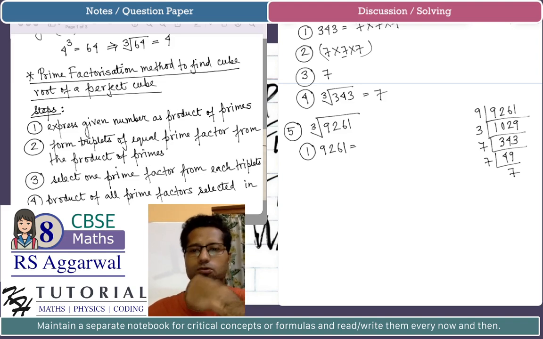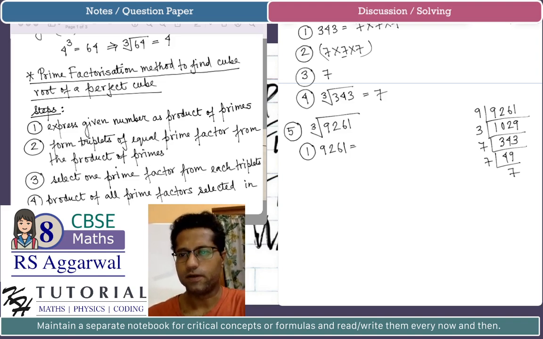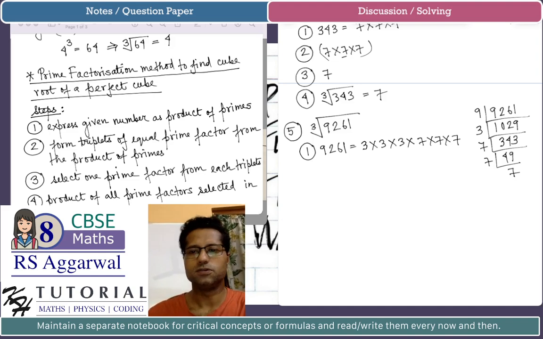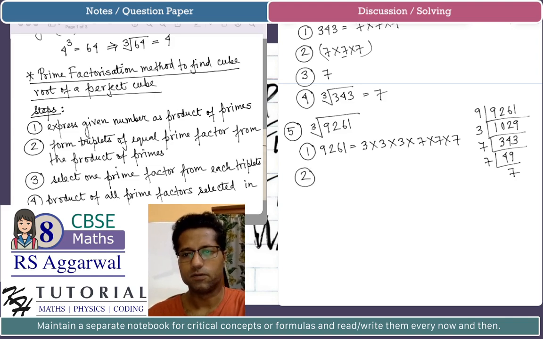Okay. So 9261, the prime factorization will be 9 into 3. So 9 we can say 3 into 3, and then we have 3, and then we have 7 into 7 into 7. So this is the prime factorization of the given number 9261. This was step 1. Now step 2 is that we will form triplets from the prime factors.